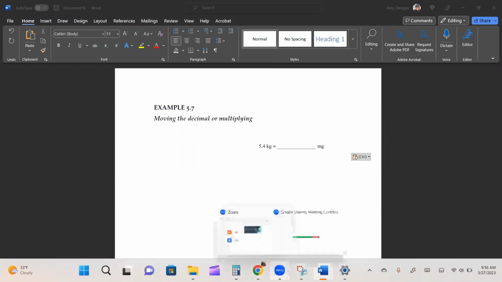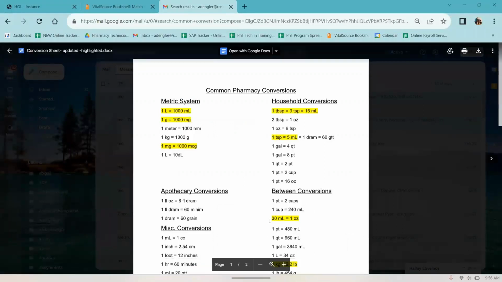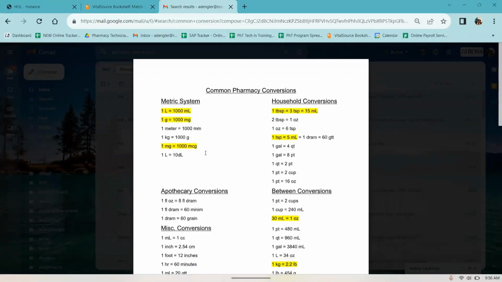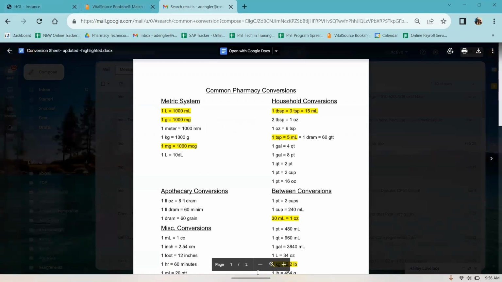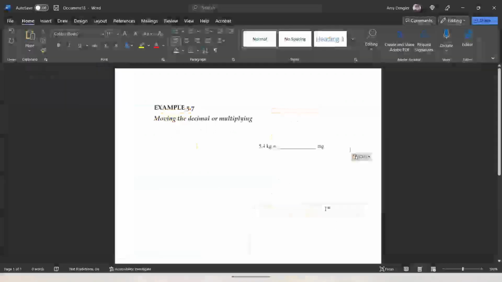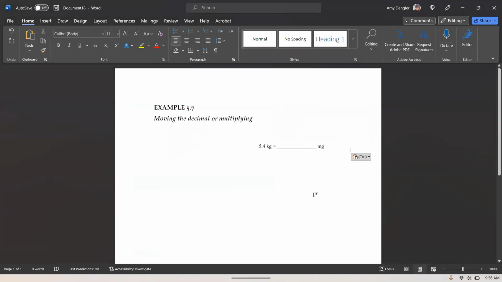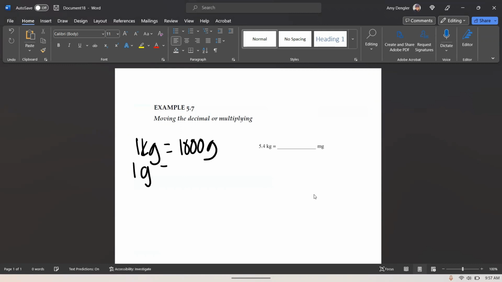So looking at our conversion sheet, we don't have a direct conversion between kilograms to milligrams. So first we're going to have to convert it to grams and then convert grams to milligrams. So we'll have to do 2 proportions, which I still think is easier than matching everything up for dimensional analysis. So 1 kilogram is equal to 1,000 grams. And then we're going to use 1 gram equals 1,000 milligrams.